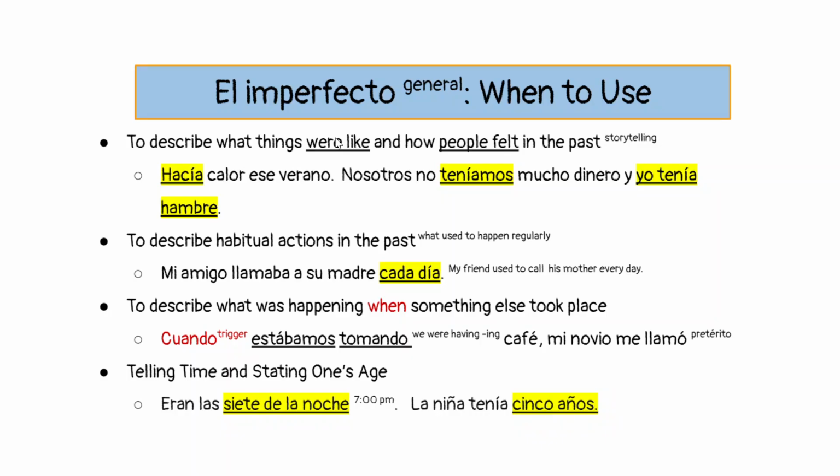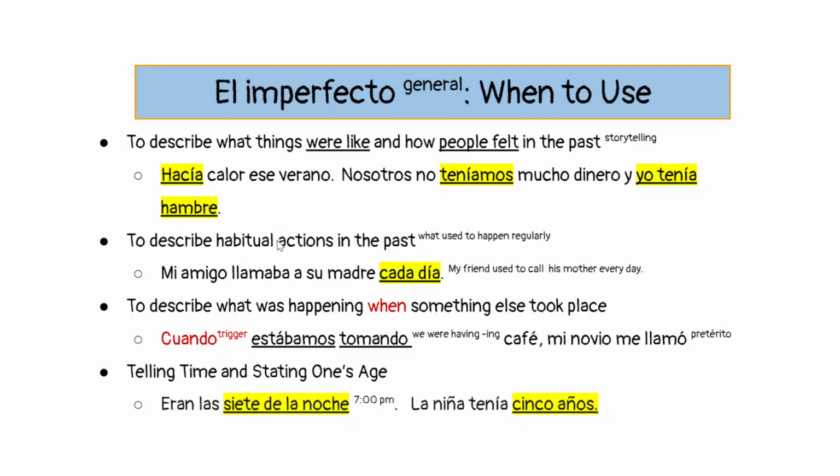So, to describe what things were like, and how people felt in the past. This is storytelling. Hacía calor, there's the weather. Nosotros no teníamos, we didn't have a lot of money. Y yo tenía hambre, I was hungry. Okay, so you're setting the stage for a story. There's no action that happened just yet, just setting the stage.